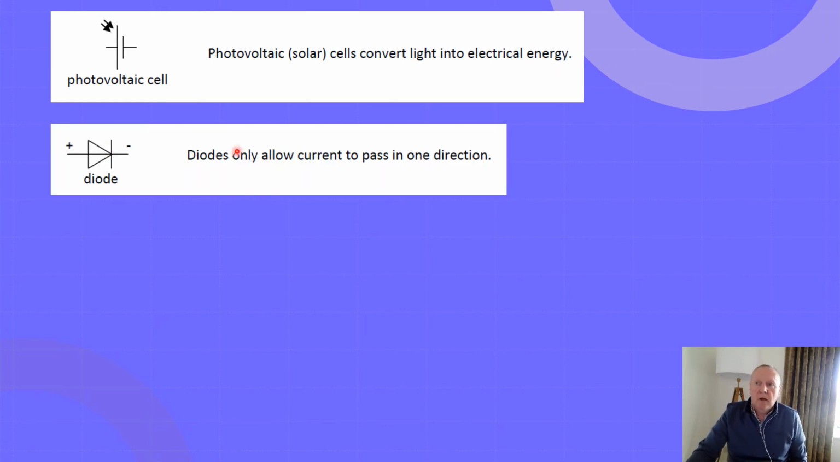Diodes. Now, I'm just going to mention this one in passing. We're going to look at LEDs in a bit more detail in the next bit. So basically a diode only allows current to pass in one direction. Now, as far as you're concerned, that's really all you need to know at this stage.